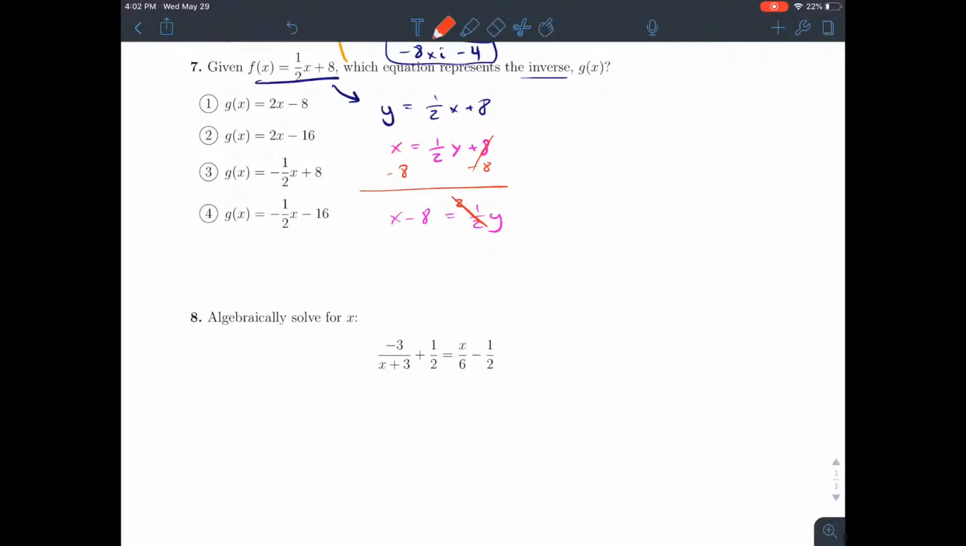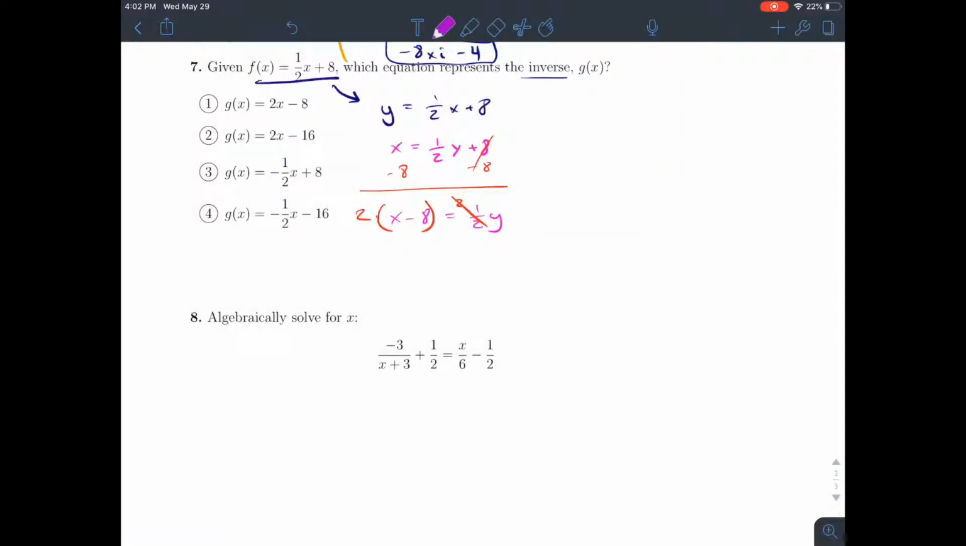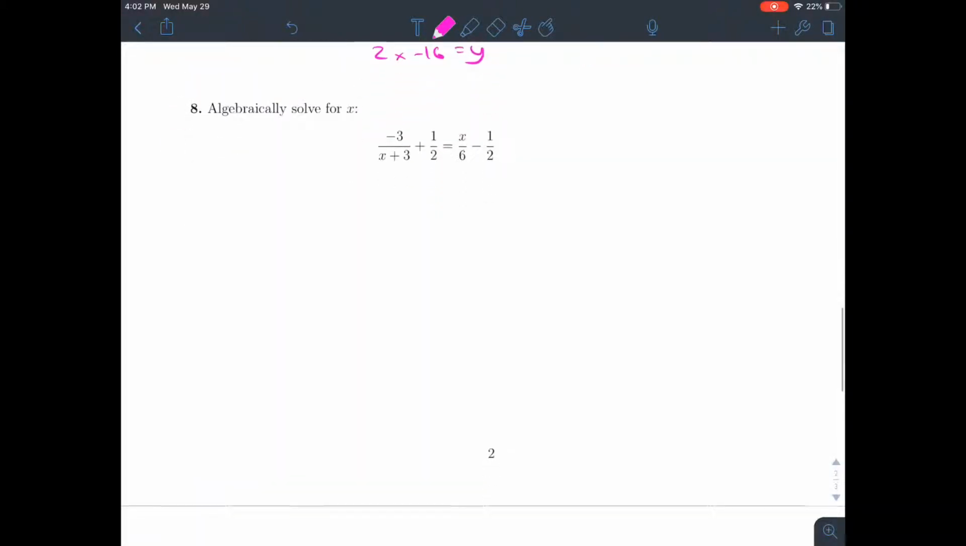Multiply by 2 on both sides. Remember, when you multiply by 2, you're distributing that to this whole side. That gives you 2x minus 16 equals y. And they're calling the inverse g of x this time. So we get our answer choice.